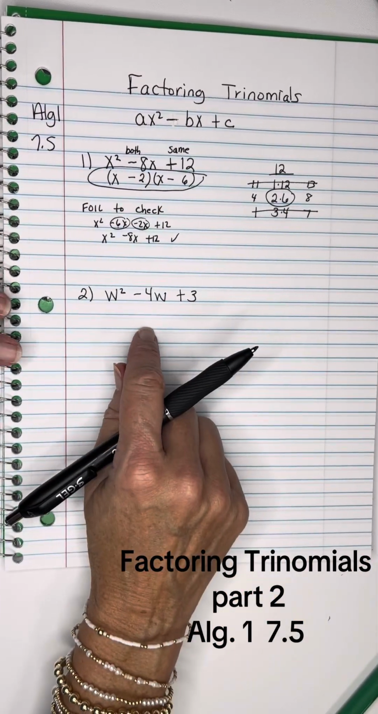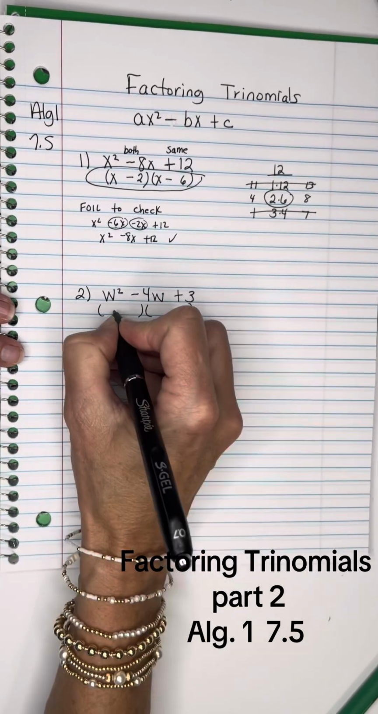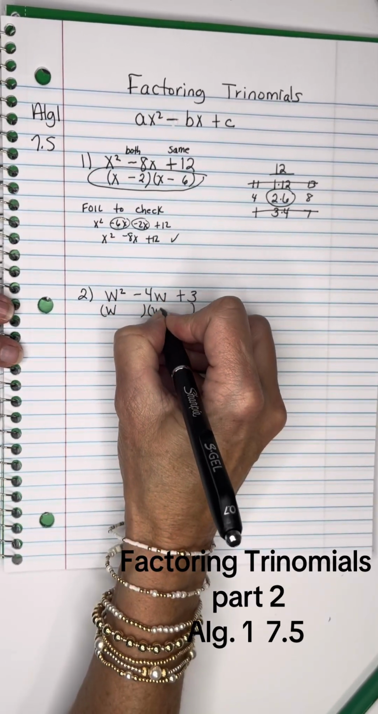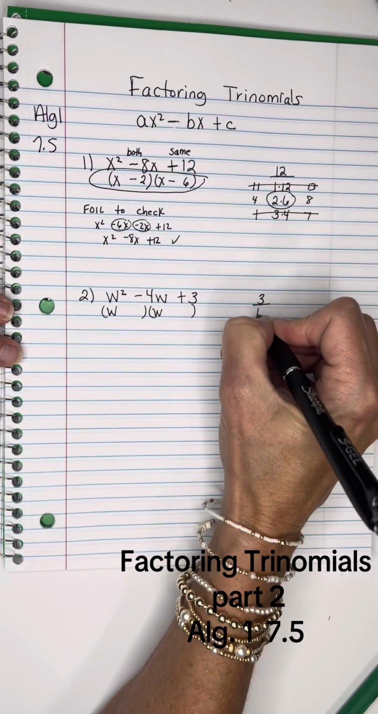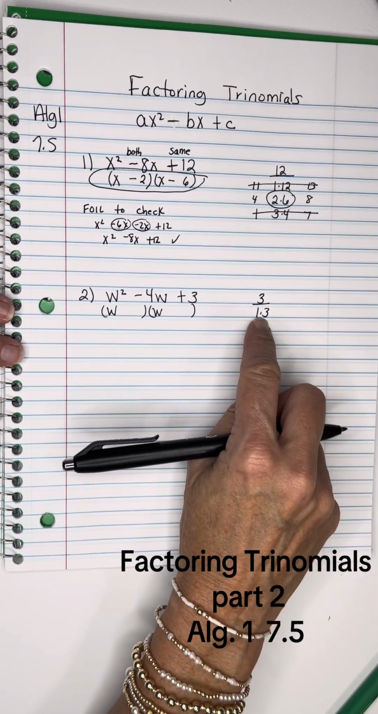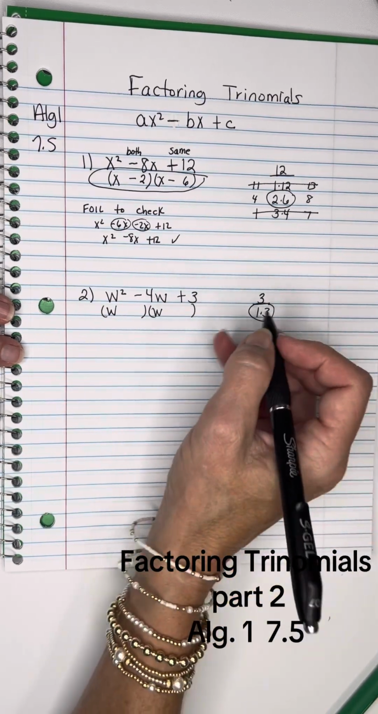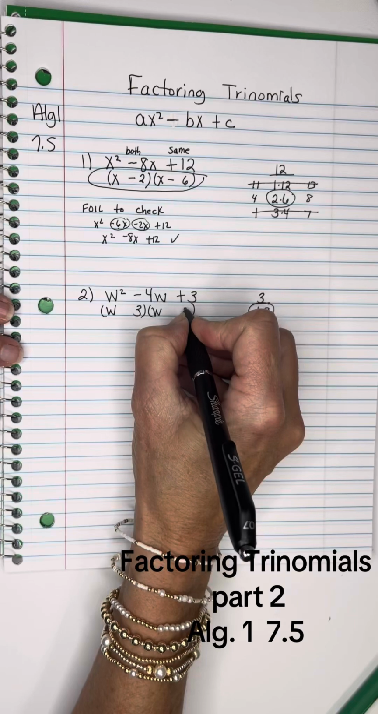Now let's do that one more time. My two sets of parentheses, my first terms will be w this time. The factors of 3 are 1 and 3. Now, could that add or subtract to give me 4? Yes, it can. I can get a 4 if I add them. So I've got 3 and 1.